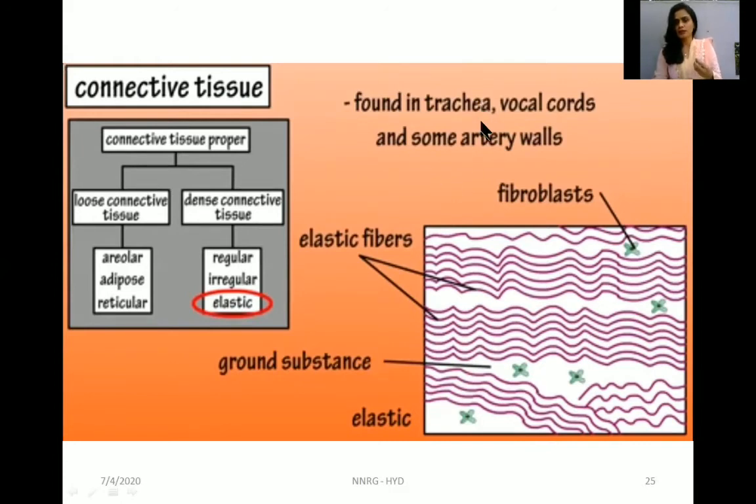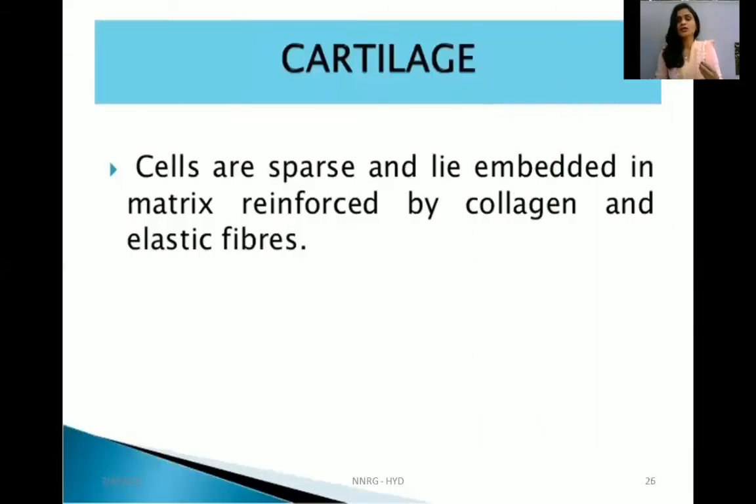Usually they are found in the trachea, vocal cords, and some artery walls, that is, the blood vessels they are present in. Now coming to the cartilages. Cartilages are spread very thinly, and they are embedded in the matrix. In the matrix they are spread evenly, and they are strengthened by collagen and elastic fibers.